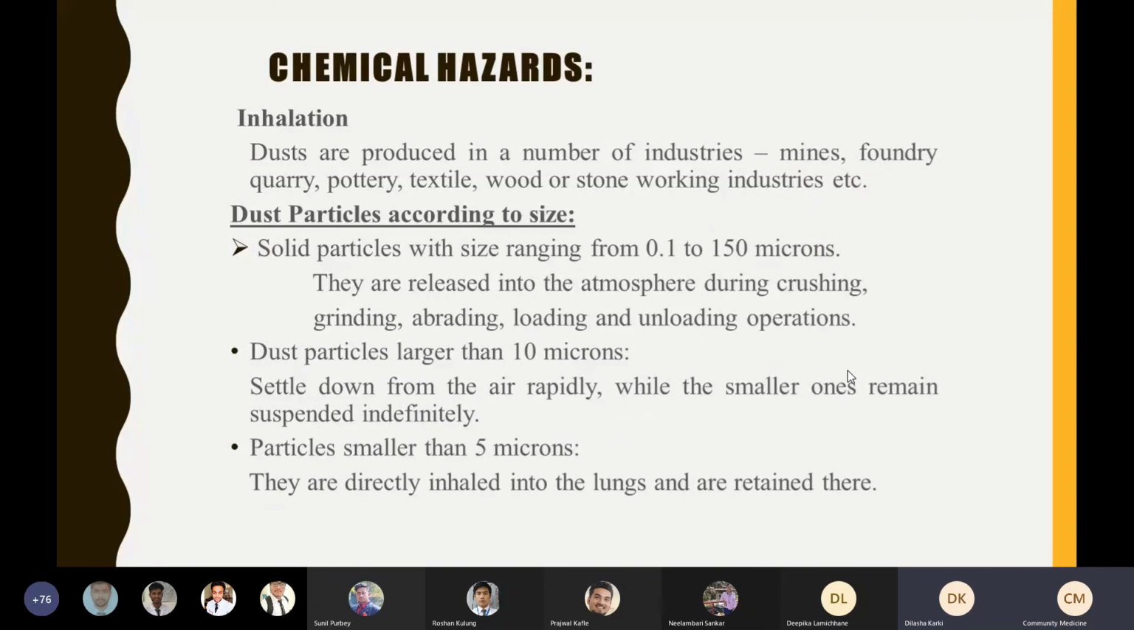So when the chemicals are inhaled, dust is produced. Dust is produced in a number of industries, like in the mines, quarry, pottery, textile, wood, or stone working industries. So we'll go through all this. There is a separate chapter on pneumoconiosis, because with the inhalation of dust of different sizes, there will be different types of disease. You will be going through that later on. There is a separate class for this only.